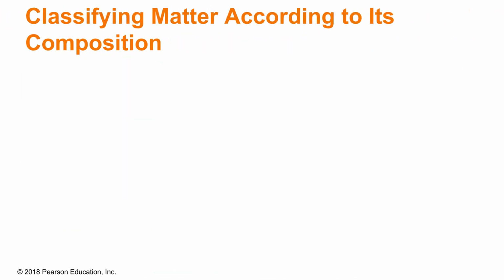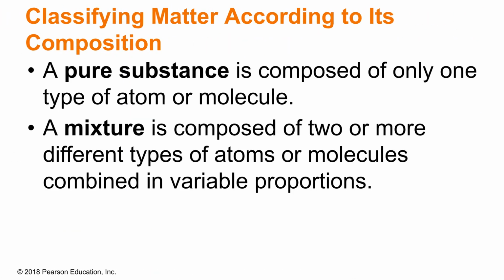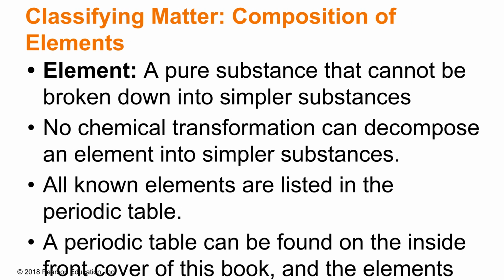Matter can also be classified by its composition. A pure substance is composed of only one type of atom or molecule. A mixture is composed of two or more different types of atoms or molecules combined in variable proportions. An element is a pure substance that cannot be broken down into simpler substances by chemical transformation. All known elements are listed in the periodic table.